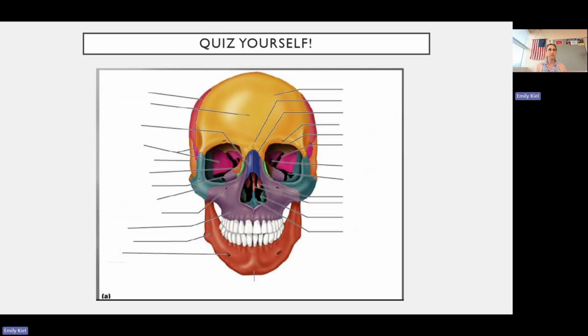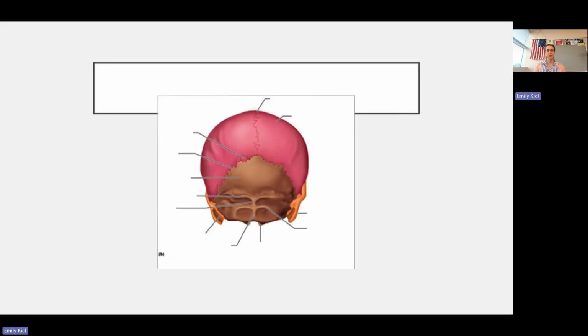So here are some blank images that you can use to quiz yourself to see if you've mastered some of the material and are understanding things.